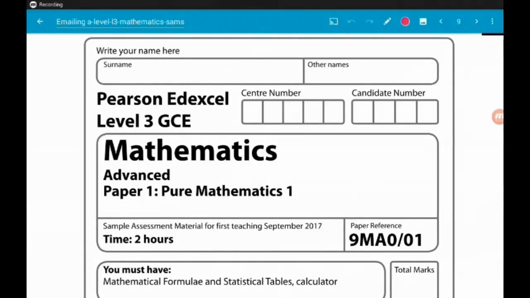Hey there guys, this is the third and final part of Edexcel's A Level Maths Sample Assessment Materials, Paper 1, Pure Maths. Here we're doing question 11 to 15. Let's go.